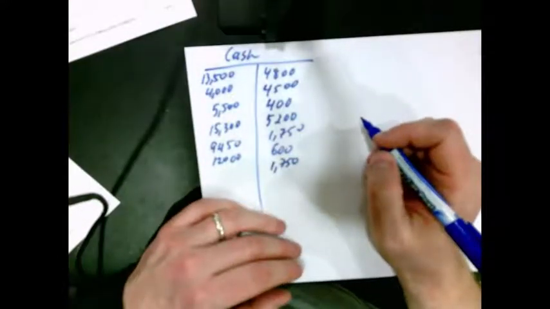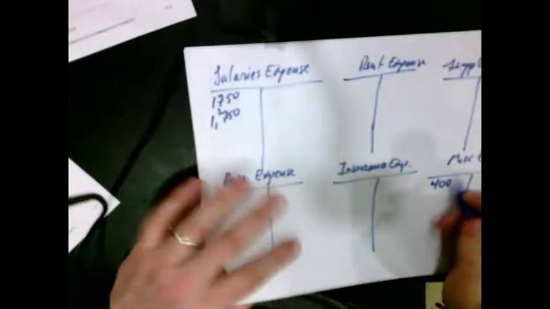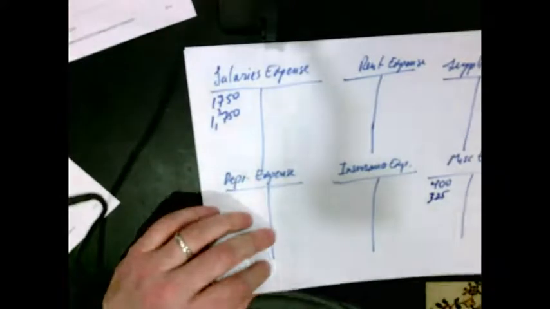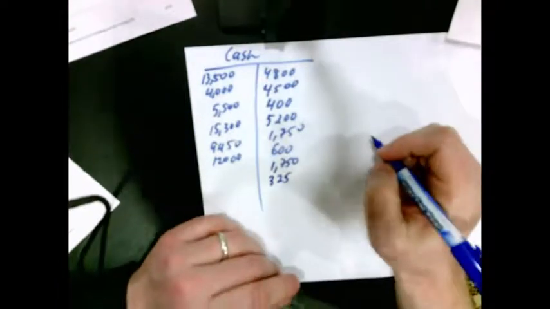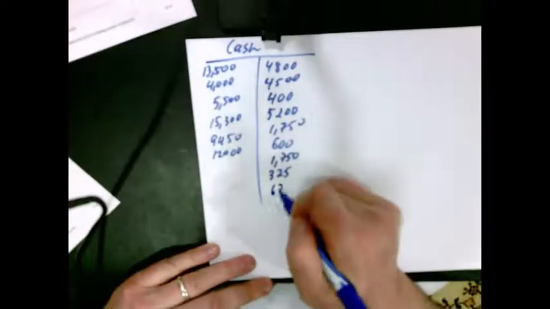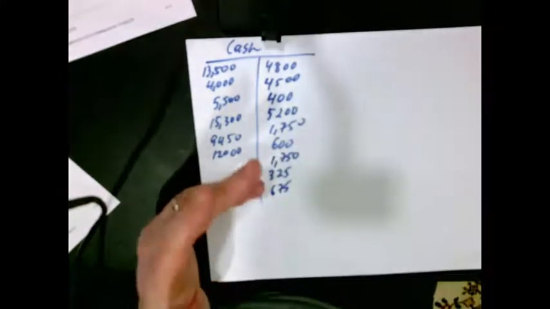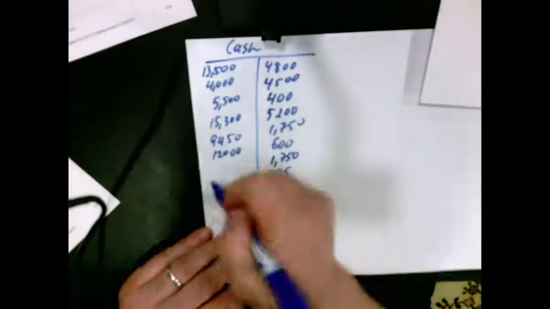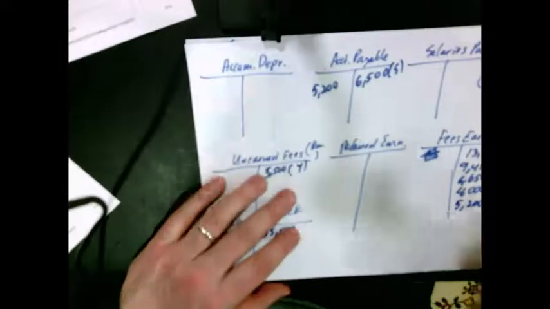All right. Paid telephone bill for July 325. I'm just going to debit miscellaneous 325 and credit cash 325. Same thing with electricity, 675, 675. Record cash from clients, fees earned, 5,200. Again, 5,200 here, and fees earned, 5,200 here.